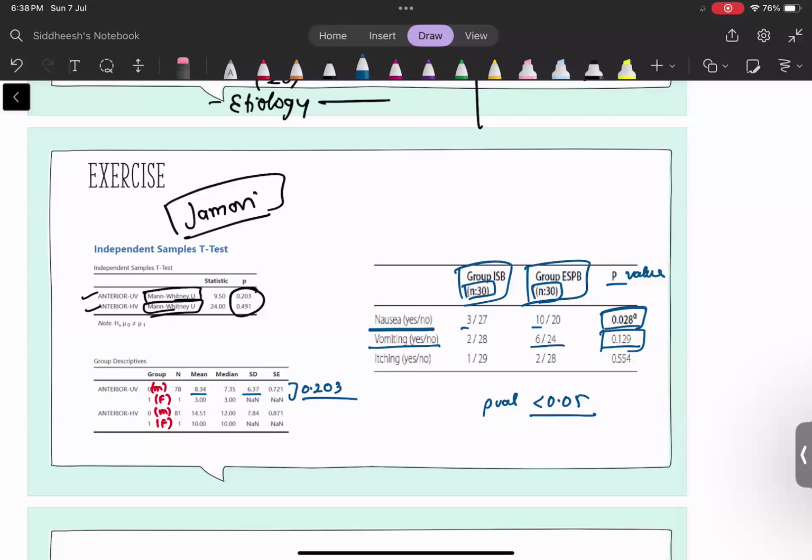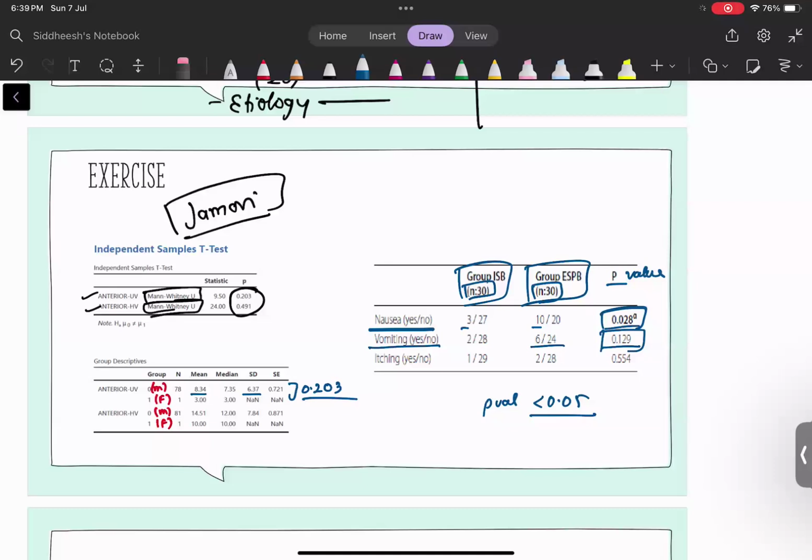Okay. I think somebody has asked, only for drug? No. We can do it for anything. If you want to check whether anxiety is there or not, you apply chi-square, you will get some p value out of it. If p value is more than 0.05, it is not significant.